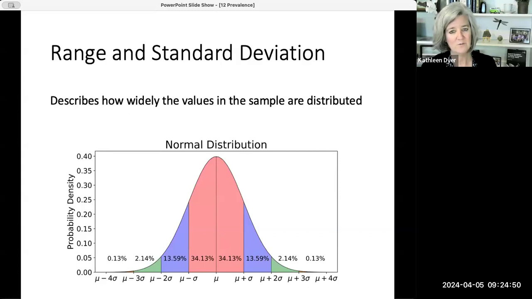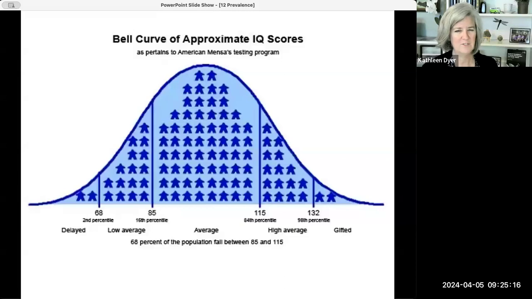If I went out 2 standard deviations, I would be encompassing about 95% of the sample would fit within 2 standard deviations. So I hope you can see that a small standard deviation means most of the scores are clustered right there around the mean. And a large standard deviation means they're spread all over the range. Let me show you some examples.